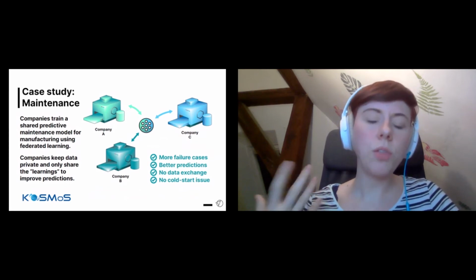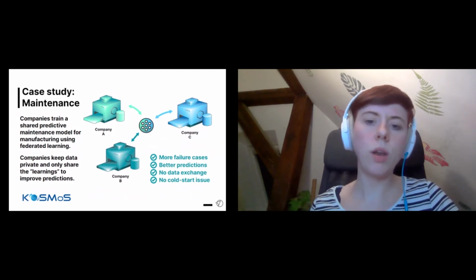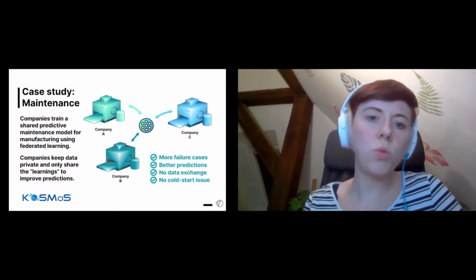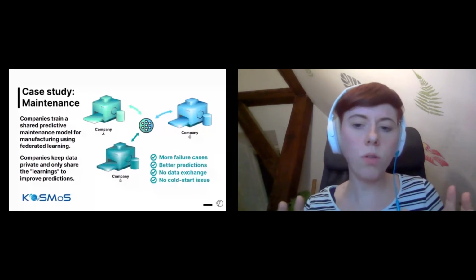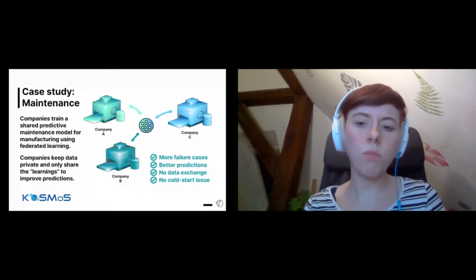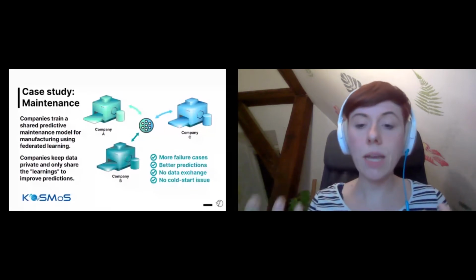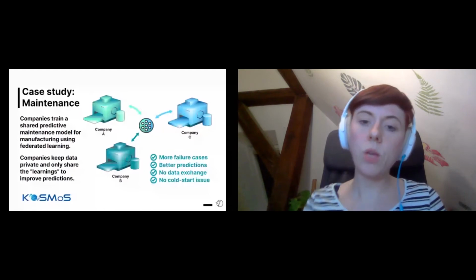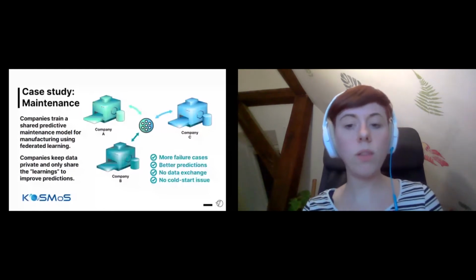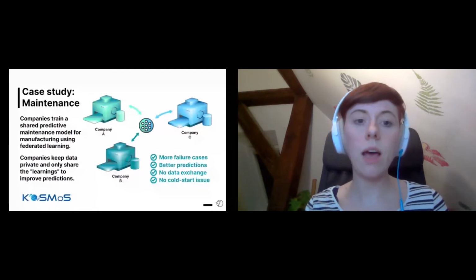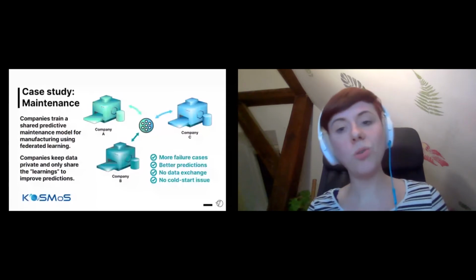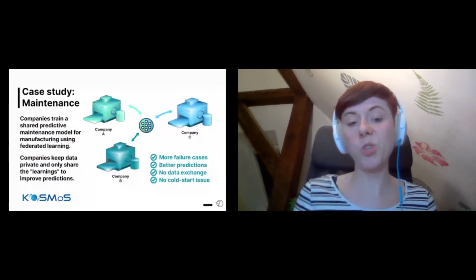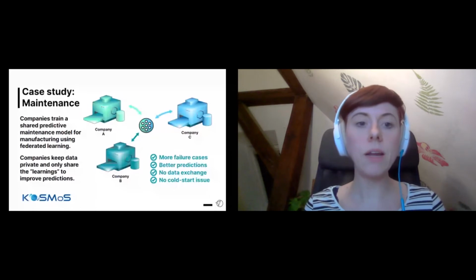Especially if you think about a company that is newly connected to this kind of network and does not have any previous failure cases. If they were standalone, they would not have any knowledge about failure cases or predictive maintenance. However, if they use federated learning within this network, they would not have any cold start issue, because other companies have already pre-trained the model, and the new company can just use this knowledge. So a very good use case here.